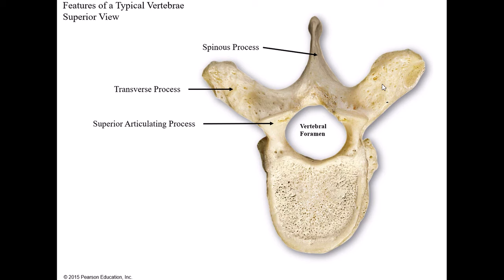These are the transverse processes. If you remember, transverse means across, right? So those are going to head out sideways. Going directly backwards, this is posterior. This is the spinous process.